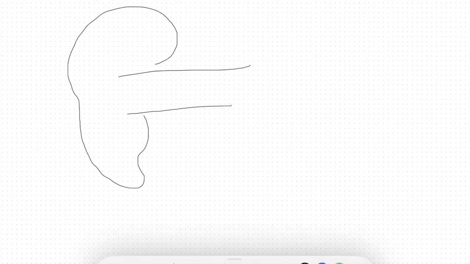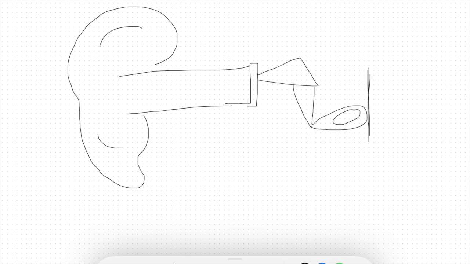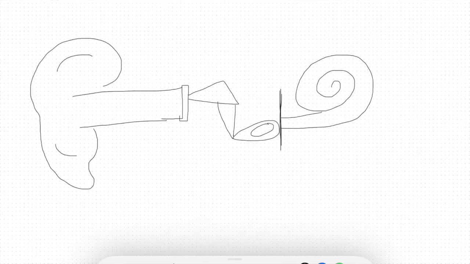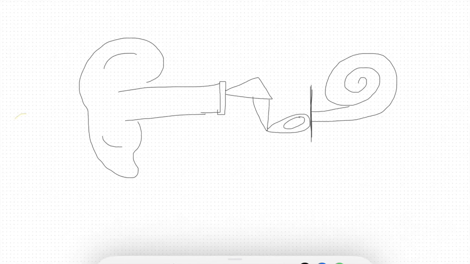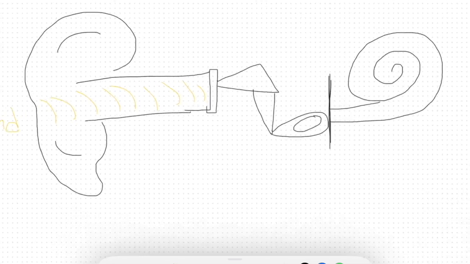For sound waves changing into action potentials, it involves the conversion of the sound wave into mechanical vibrations, fluid waves, and ultimately action potentials in the auditory neurons. Sound waves are collected by the outer ear and funneled into the ear canal. These waves cause the eardrum to vibrate.